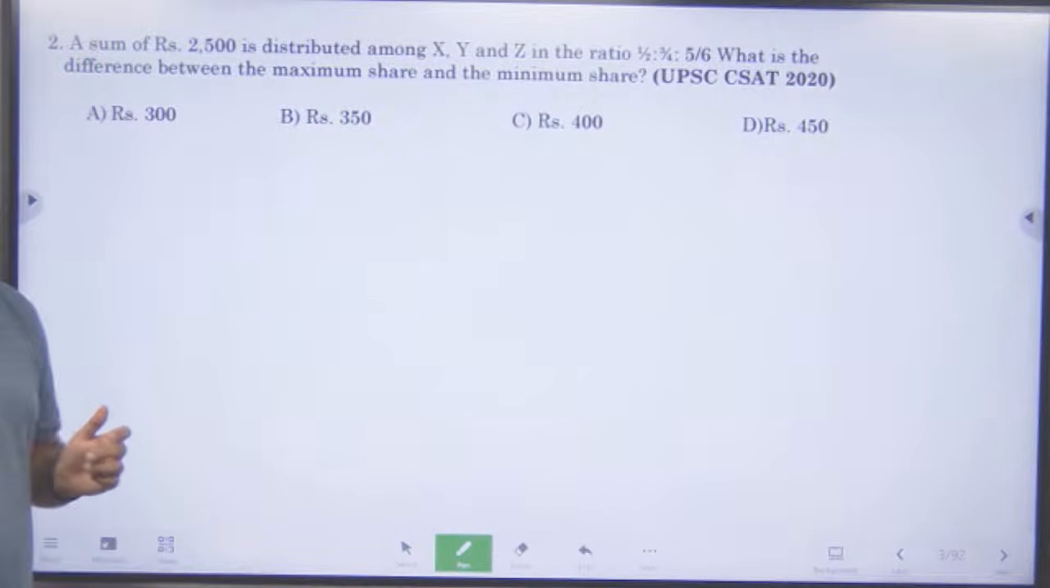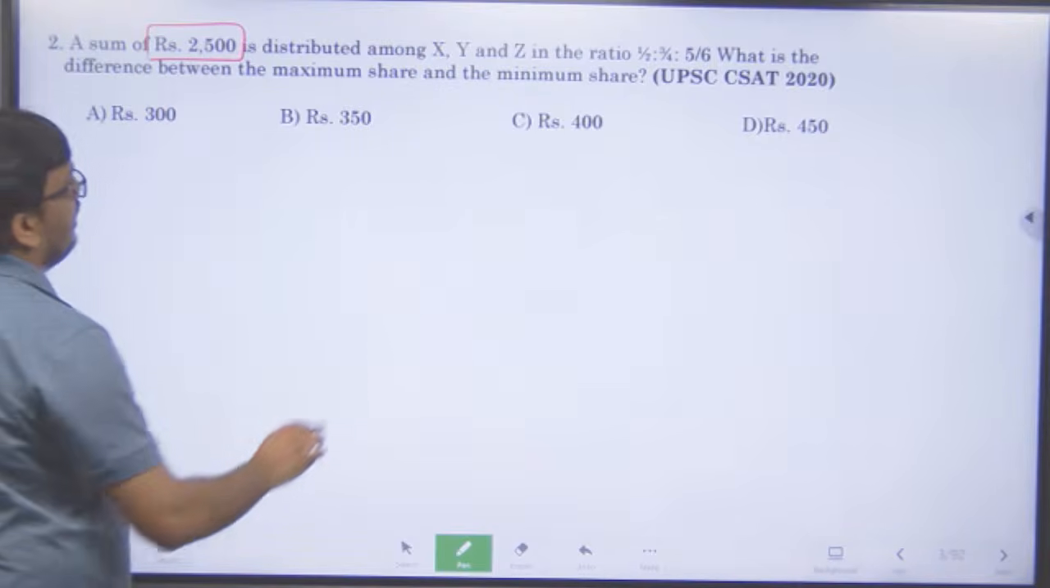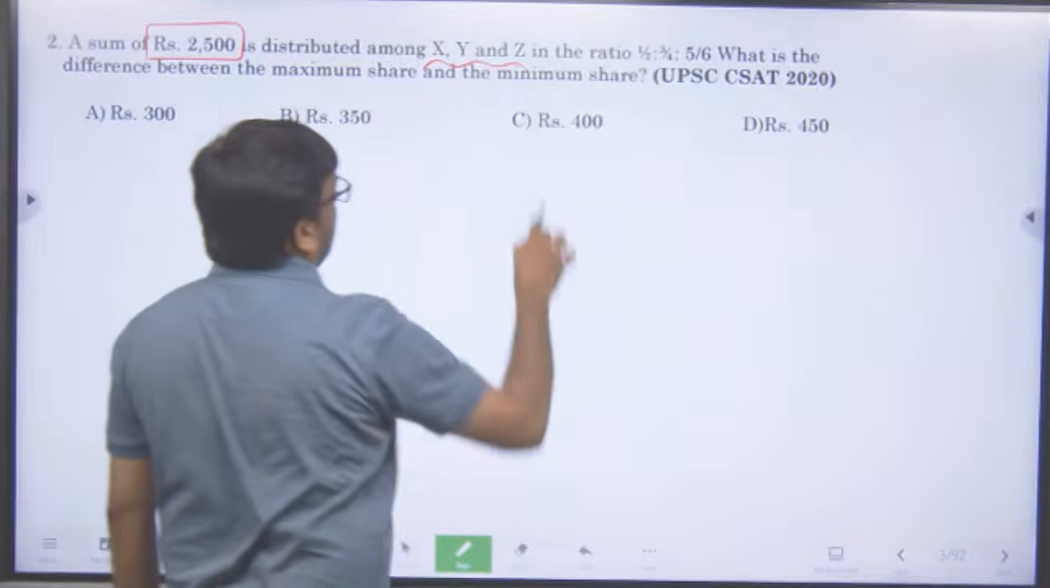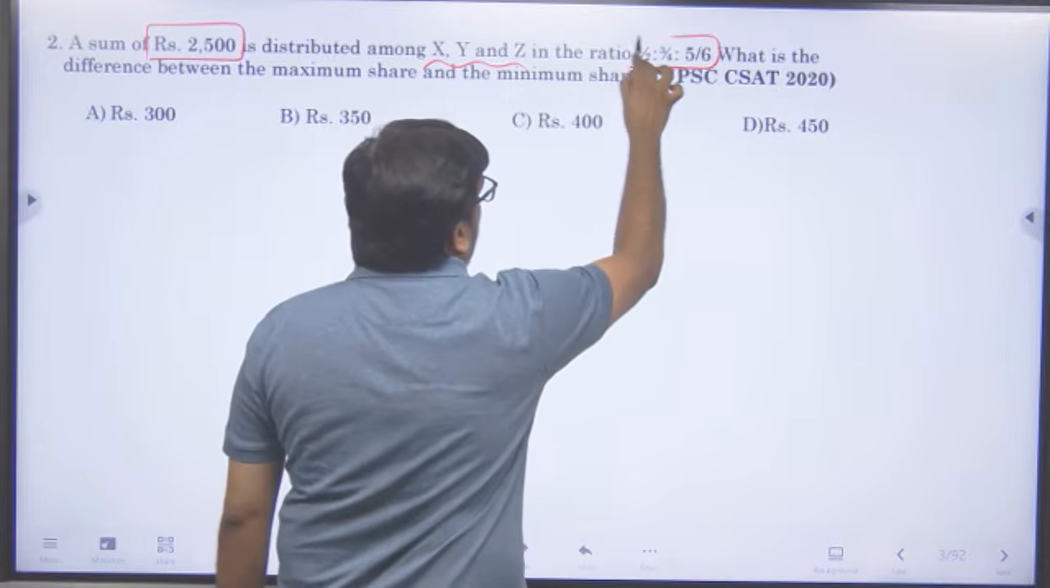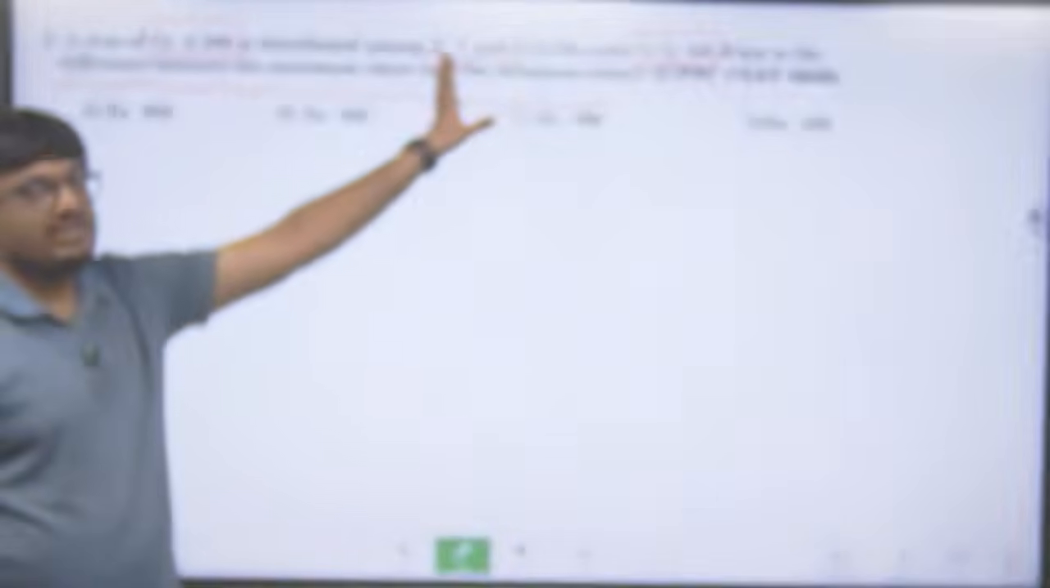A sum of rupees 2,500 is distributed among X, Y, Z in the ratio 1/2 is to 3/4 is to 5/6. What is the difference between maximum share and minimum share? Listen here. The shares are in the form of fractions. You should convert fractions into integers. What is the meaning of integers?